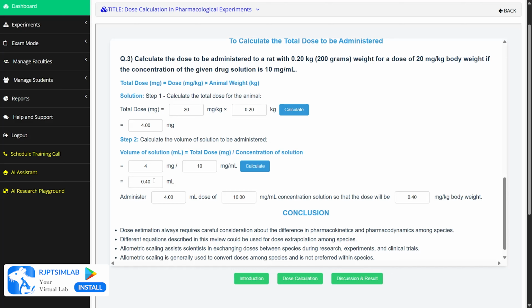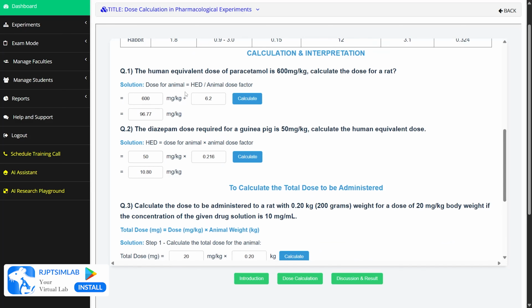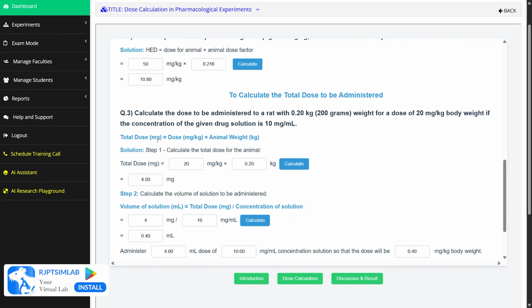So this is the volume of the drug solution that we have to administer from the 10 milligram per ml solution. So we have to administer 0.40 ml of the drug solution of 10 milligram per milliliter concentration for the required dose. So now I think we have learned how to calculate the total dose that we have to administer to the animal, the dose for the animal and the human equivalent dose.